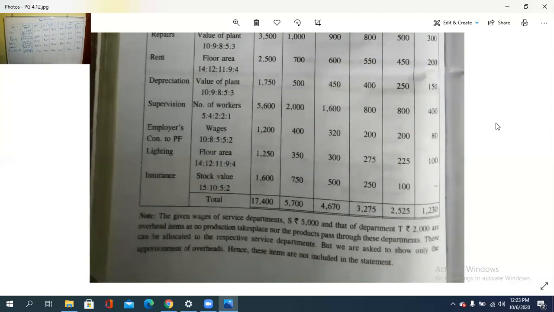And then lighting. Which is the best suitable basis? Floor area. There is nothing else. Floor area. How much? 14 is to 12 is to 11 is to 9 is to 4. So lighting, floor area, 1250. That 1250 is to be apportioned among this ratio. So 1250, that is 350, 300, 275, 225 and 100. Then finally insurance.